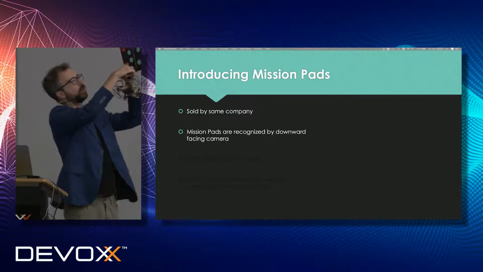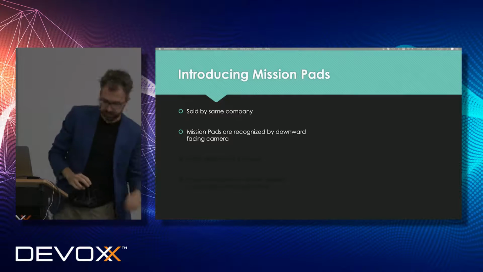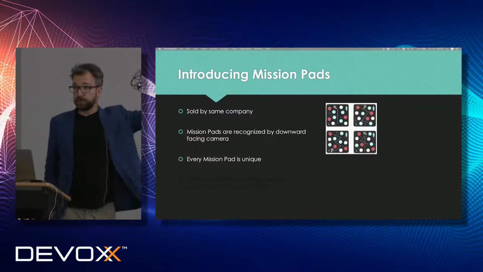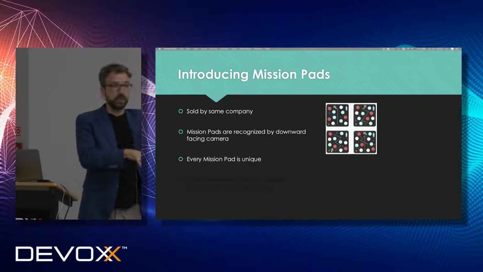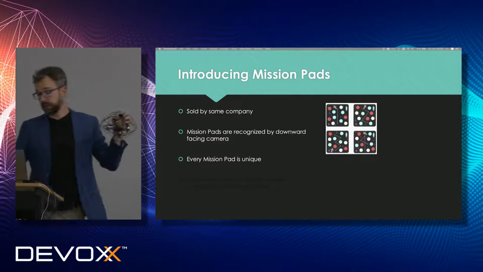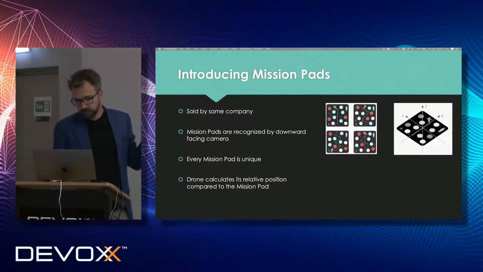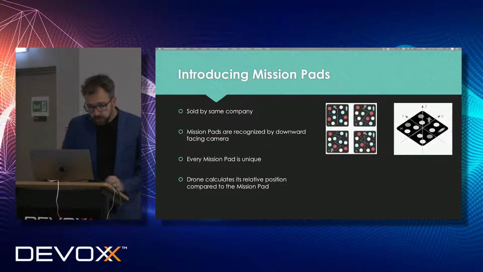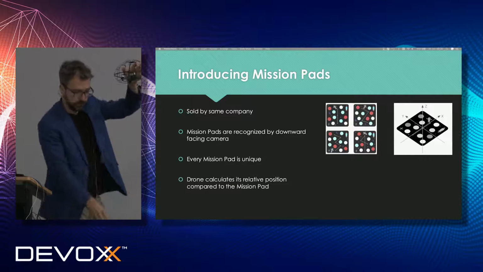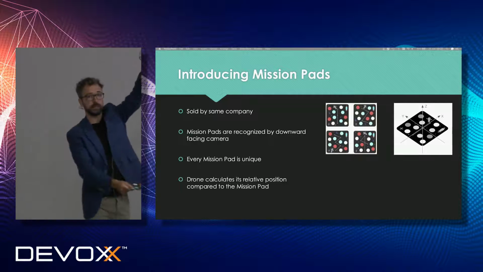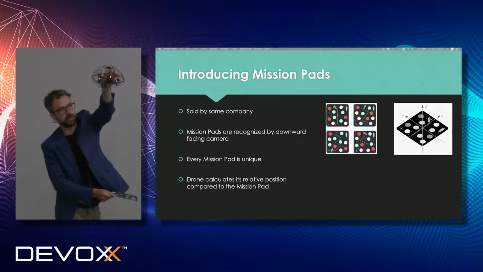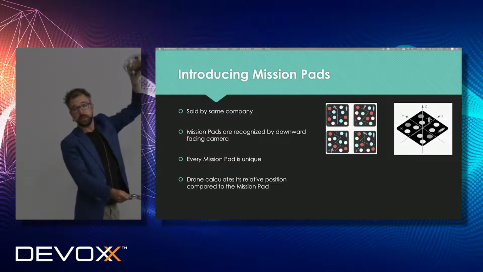This number is just for humans. The drone won't read it. It's just for us to see which mission pad it is. It will recognize the mission pad, and every mission pad is unique. It will recognize 8 different mission pads which are on the floor. What happens is that a drone coordinates its position relative to this pad. If this pad is here, you can get the relative position compared to this pad. So this will be a different position than this position.